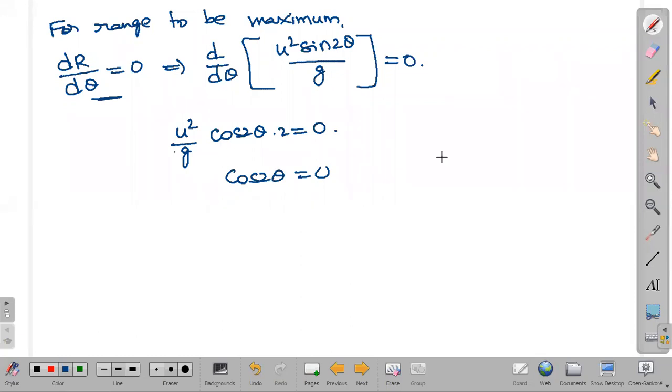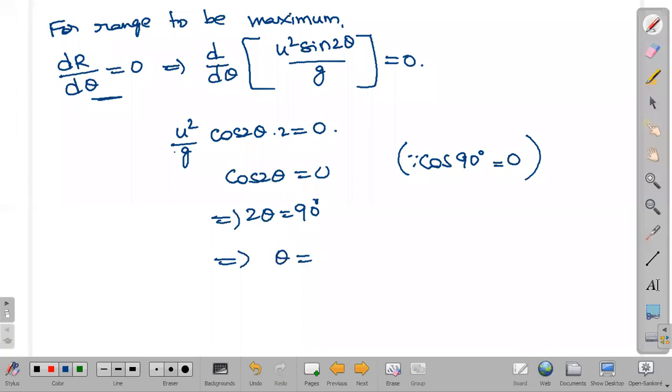When cos 2θ becomes 0, cos 90 is equal to 0, right? So from trigonometry, since cos 90 is 0, cos 2θ equals 0 implies 2θ is equal to 90 degrees, right? So 2θ equals 90 degrees means θ is equal to what? 90 by 2, that is 45 degrees.